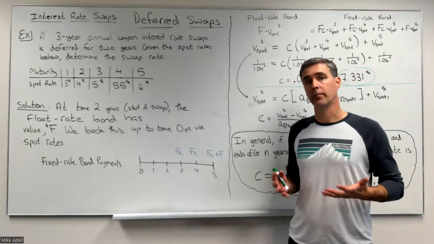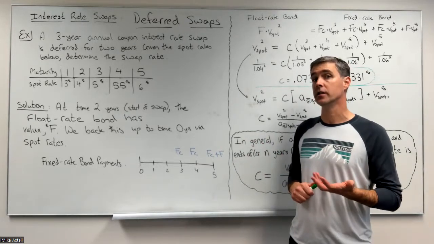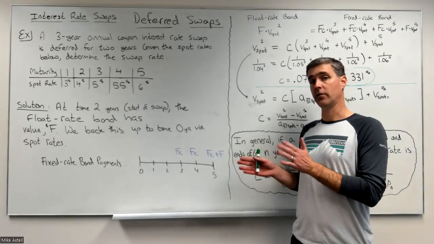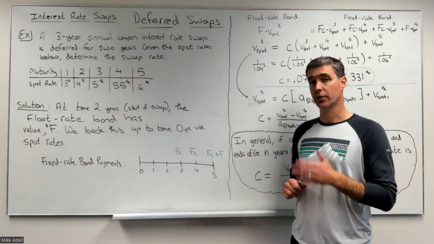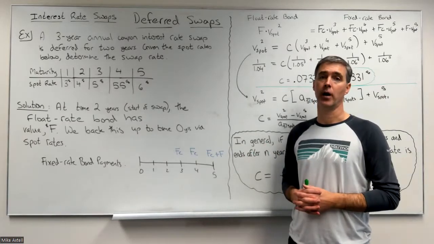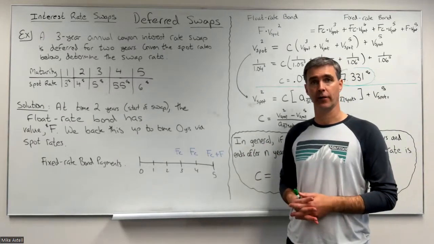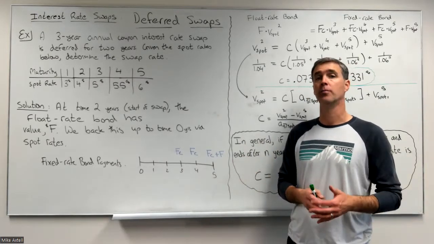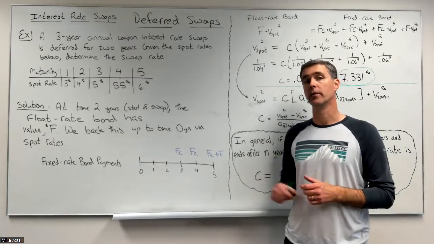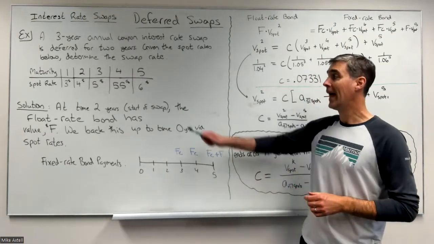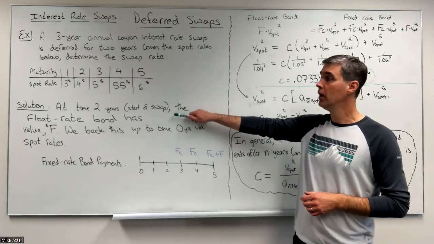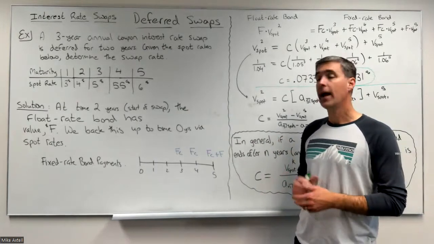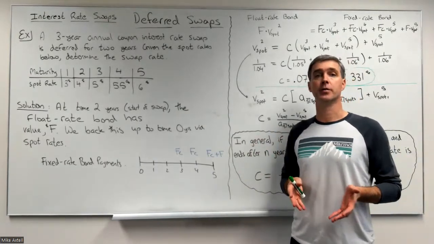Now, the float rate bond, as we've seen before, is really easy to value. At any time in the float rate bond's life, immediately following any coupon payment or at time 0, the value of the float rate bond is always just the face value F, because the float rate bond is neither premium nor discount. The coupons are exactly paying the market rate of interest in each period. So at time 2, start of the swap, the float rate bond has a value of F dollars, the face value. And we'll back this up 2 years via the spot rate to time 0.